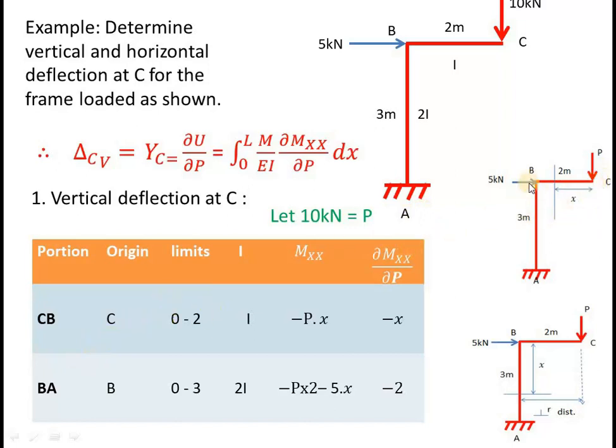Limits will be C to B, that is 0 to 2. What is the bending moment here? It is minus P into X. If you take the partial derivative of the bending moment with respect to P, it is minus X.